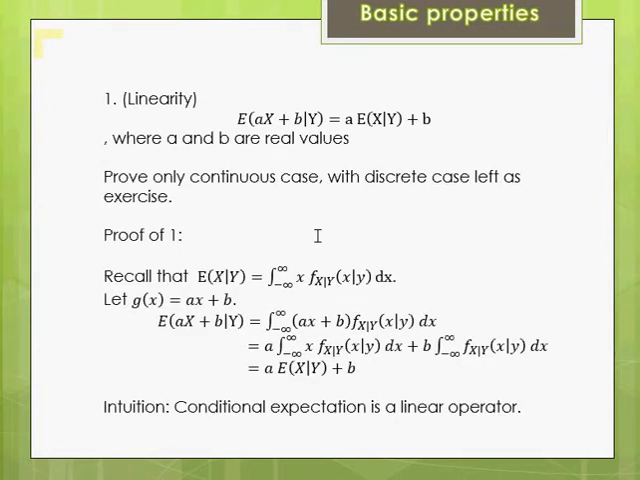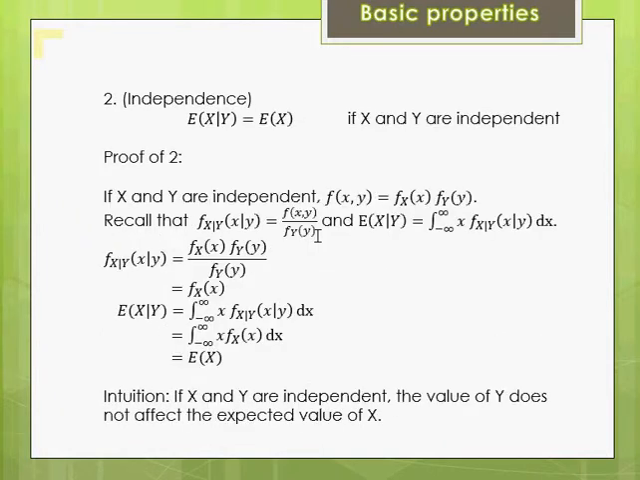Basic property. The first property is called linearity. We can pull out the constant term from the conditional expectation. The proof is quite simple. We prove only the continuous case, with the discrete case left as an exercise. Recall the formula of E of X given Y, replacing the value of X by the value of aX plus b. We can then separate the terms in the integration to get the desired result. The intuition behind this is that conditional expectation is a linear operator.